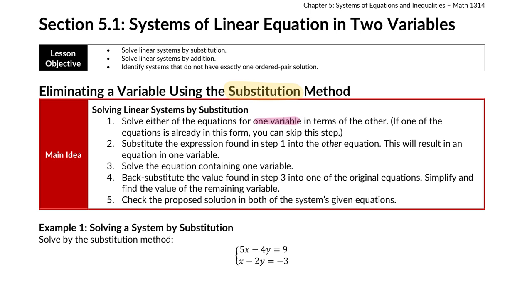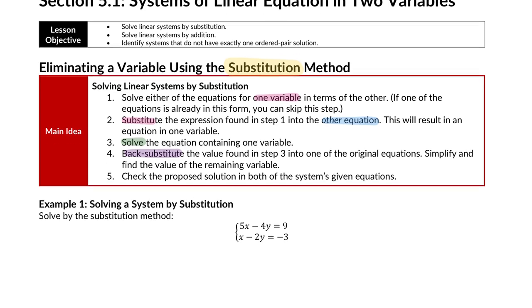The second thing we're going to do is substitute the expression found in step 1 into the other equation. So you're going to take what you've isolated and plug it into the other equation, taking out the variable, sticking in your expression. This will result in an equation in one variable. At that point, all we have to do is solve the equation for the one variable and then back substitute, or plug back in, the value from step 3 into the original equations, simplify to find the value, and then check your solutions to make sure that they work.